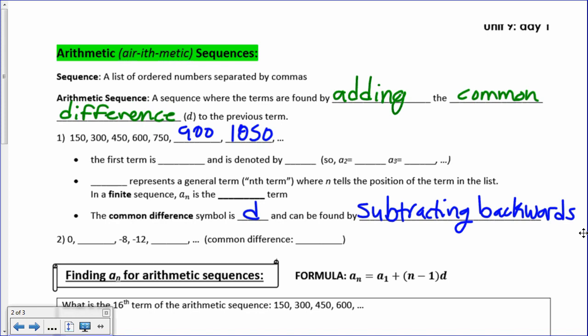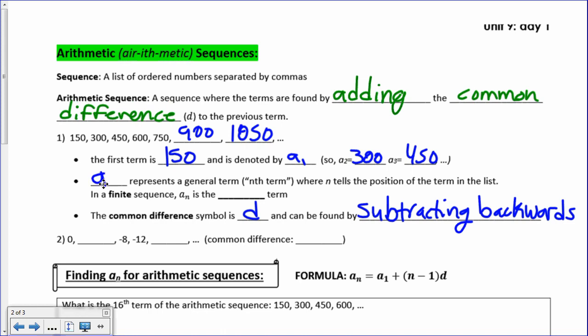The first term in this sequence, what is the first term? It's 150. The first number you see is 150, and that's represented with A sub 1. A sub 1 tells me that it's the first term, so what would A sub 2 be? 300, the second term, and A sub 3? 450. So A represents the term. I don't know why they don't use T, that would make a whole lot more sense, but they use A. A represents the term in the sequence, and the little number next to it tells you which term you're looking for.